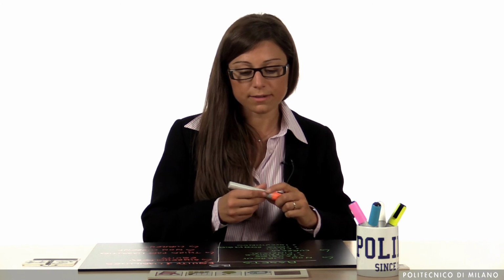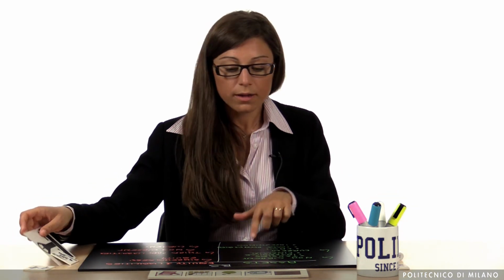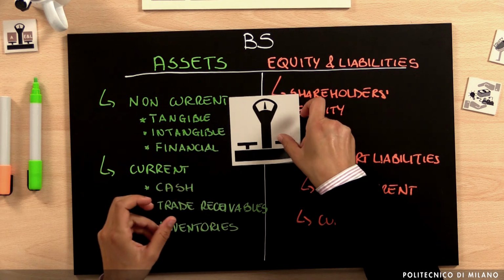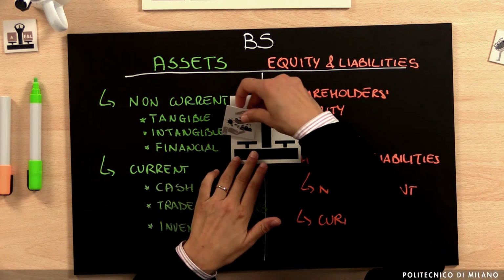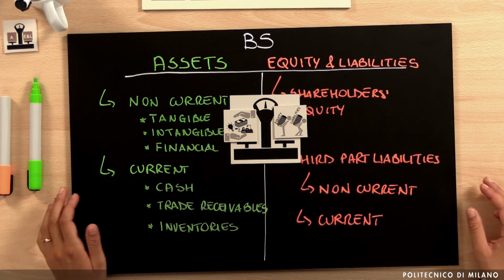And given that we are listing resources on the one hand and the rights of those people that own the resources on the other, in whatever moment of time, these two sections should be the same. I mean that the total assets should always be equal to the total equity and liabilities.